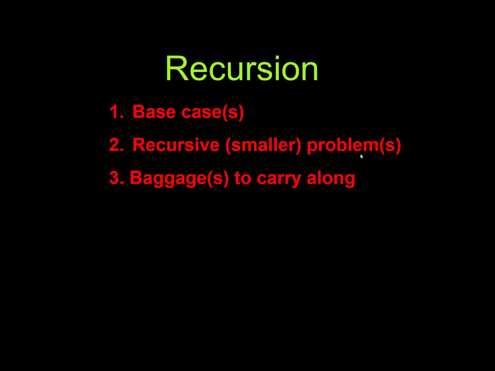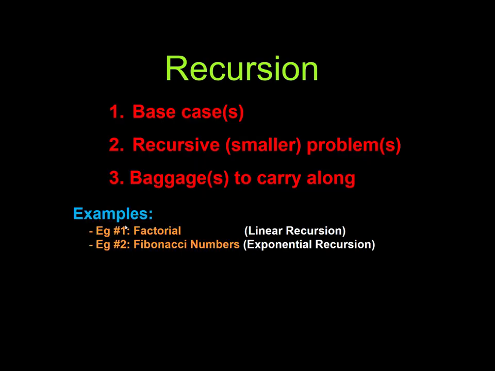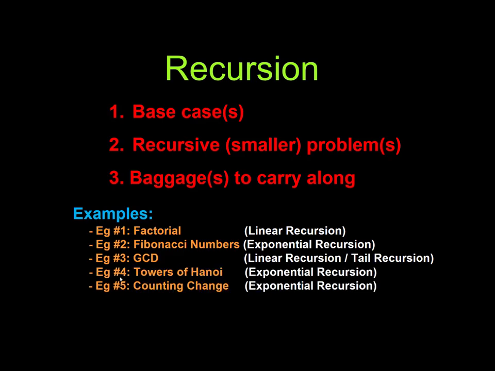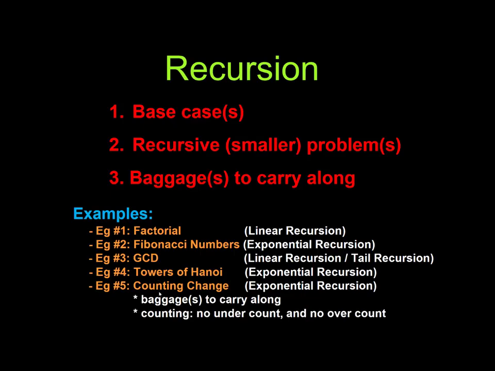To sum up this video, we have seen recursion again for base cases and recursively into smaller problems, plus we have this baggage to carry along, a task that recursion can help. For recursions, we have seen the two examples, factorial and Fibonacci, in the previous video. In this video, we have seen the GCD, which is a special kind of linear recursion called tail recursion. Then we see examples 4 and 5. Both are exponential recursion. In counting change, we illustrate how to carry baggage into recursion.